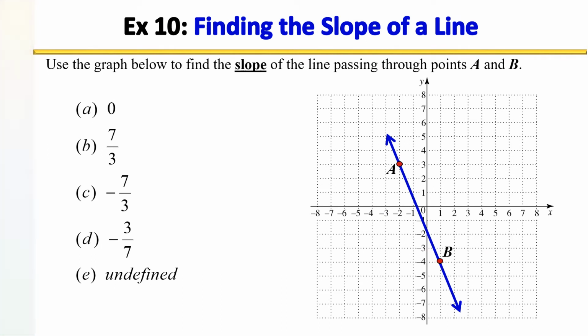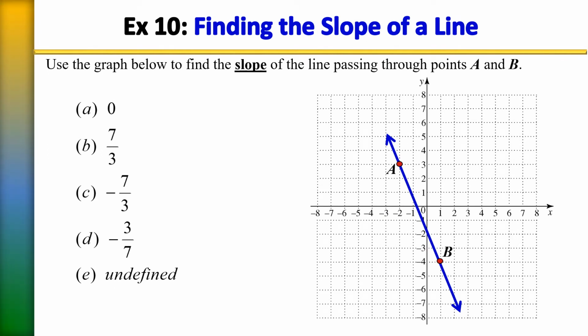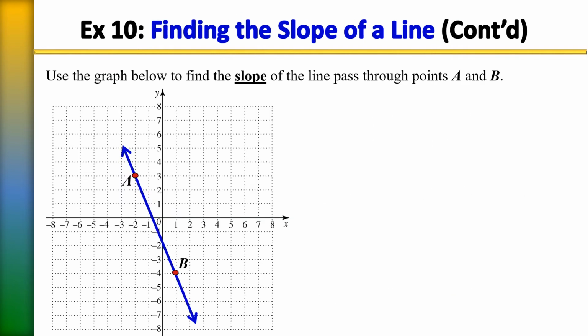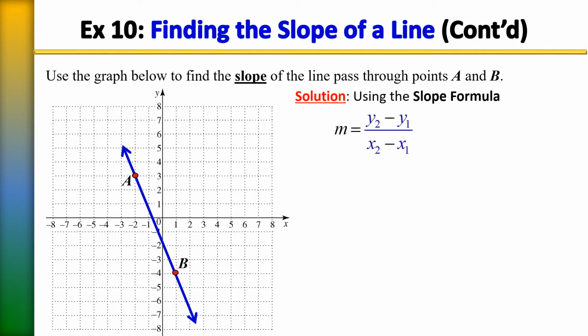In problem number 1, we are asked to use the graph below to find the slope of the line passing through points A and B. The correct answer is C. One method we can use to solve this problem is the slope formula. Recall that if you know any 2 points on a line, you can plug the points into the slope formula, which is y sub 2 minus y sub 1 over x sub 2 minus x sub 1.